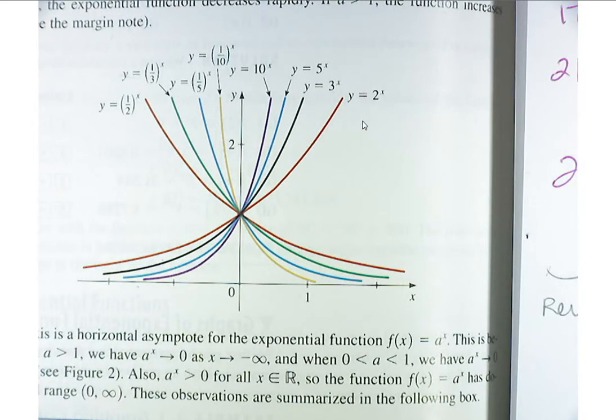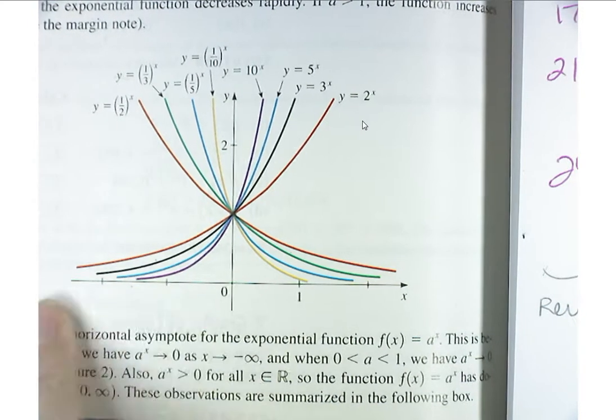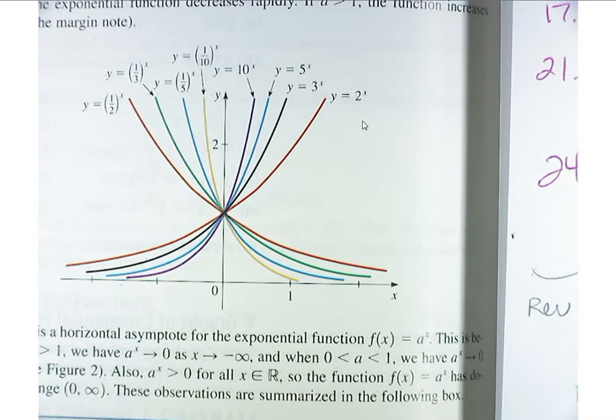Do you guys remember what the two different types of functions are called? Yeah, growth and decay. If it's decay, it's going to be getting closer and closer to the x-axis. If it's growth, it's going away from the x-axis on the right side, and that can either be positive or negative. It could be going in the negative direction.